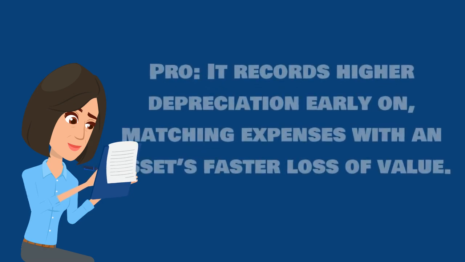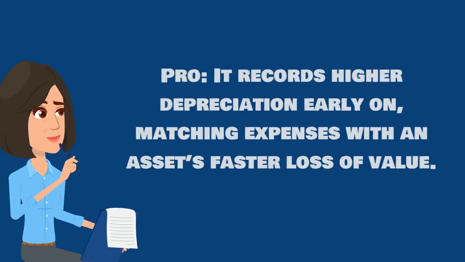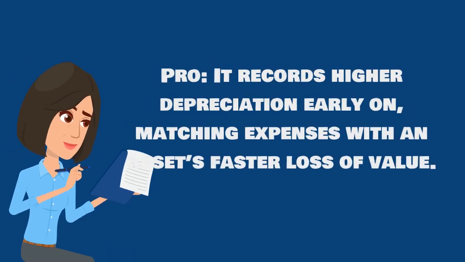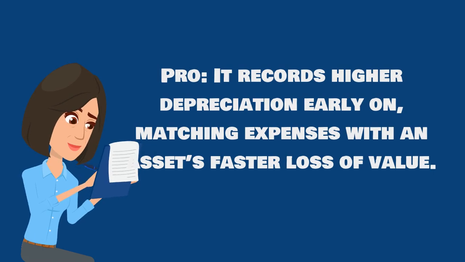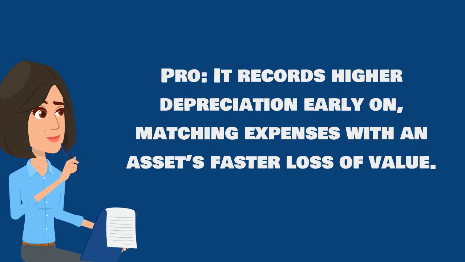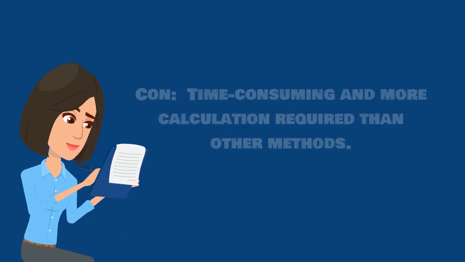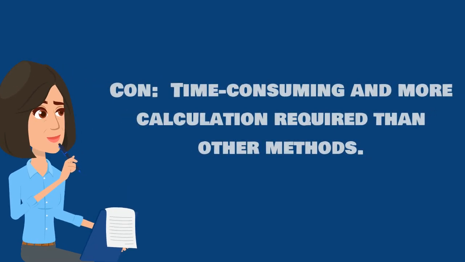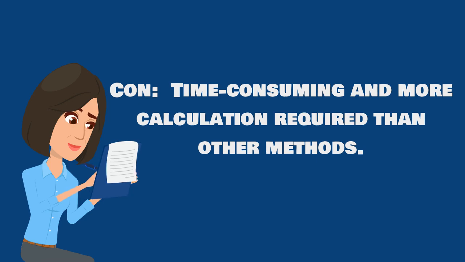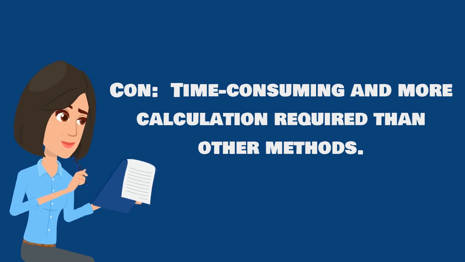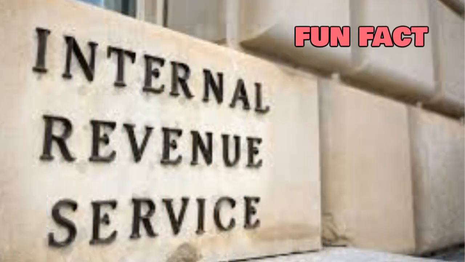Okay, so a pro of the DDB method, it records higher depreciation early on, matching expenses with an asset's faster loss of value. This makes sense because logically an asset loses most of its value in the early years of use. But on the con side, this is time consuming and more calculations are required than they are for other methods.